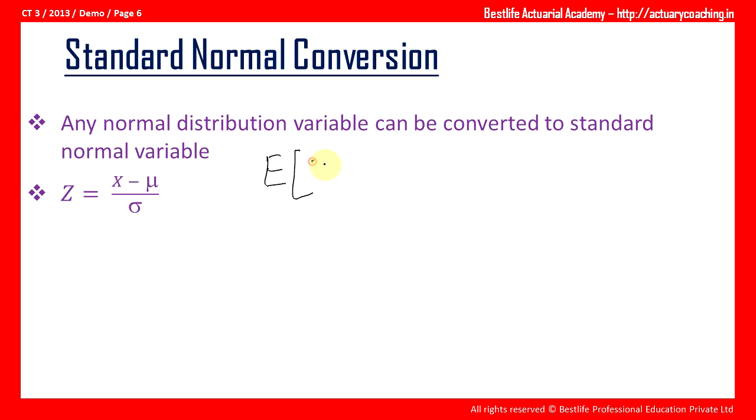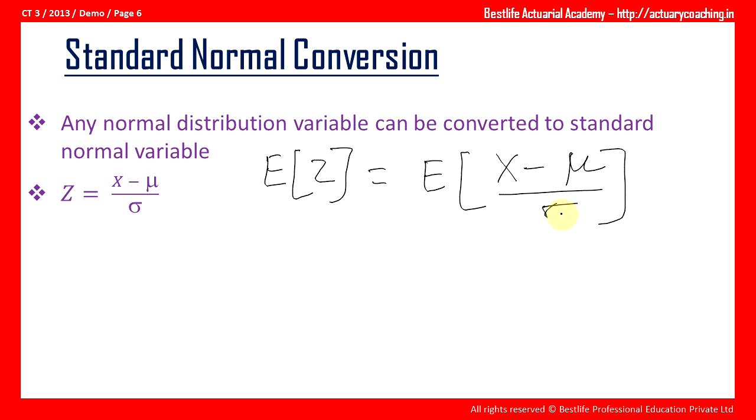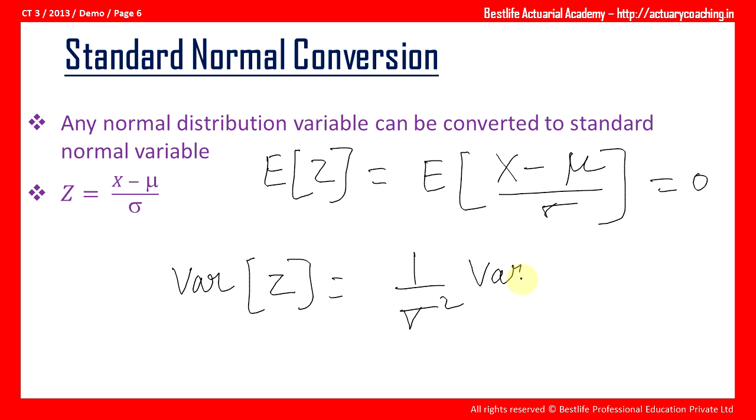An important point is about the expectation of Z, which is the expectation of (x minus mu) by sigma. Sigma being constant will come out, and expectation of X is mu, which will give E of Z as 0. Likewise, when we calculate the variance of Z, that would be 1 divided by sigma square into variance of (x minus mu), which, mu being constant, variance of X would be sigma square, and hence it would be 1. So we have seen the expectation and variance of Z. Z is also a normal distribution, so Z follows normal with parameters 0 and 1.